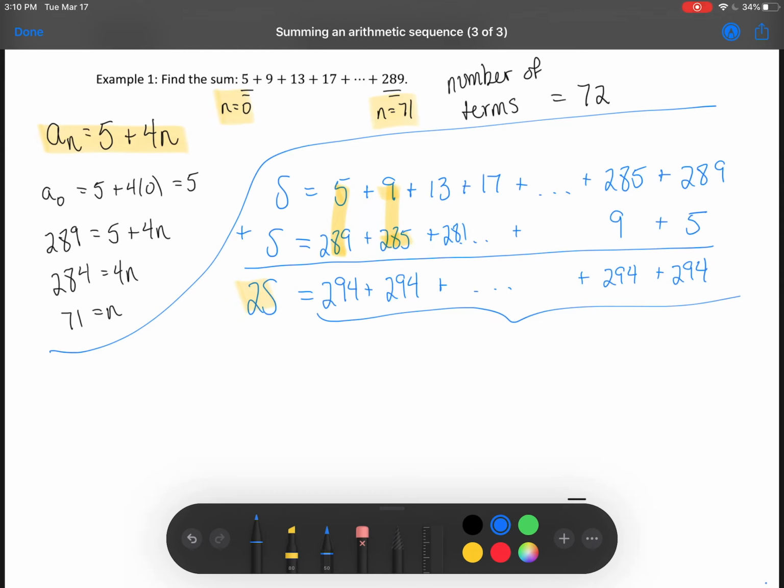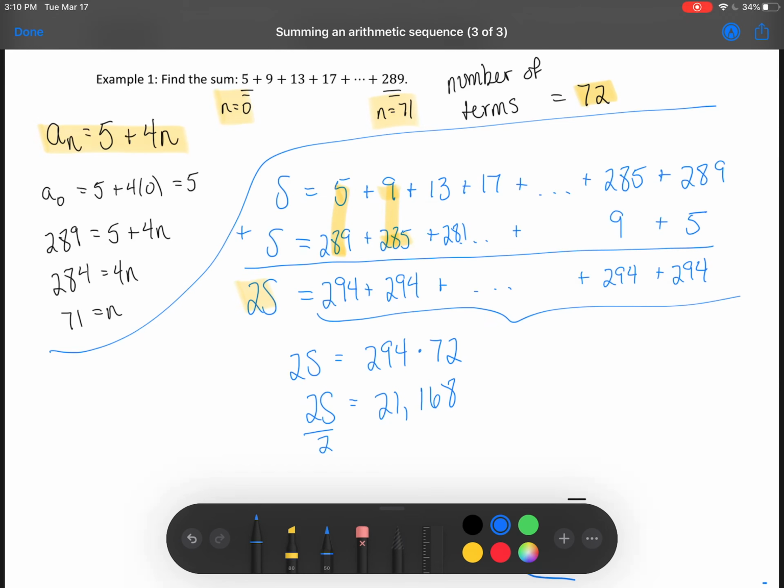All right. So the question is, how many times are we adding 294 to itself? Well, that's exactly what we counted earlier. The number of terms in our sequence is 72. So that tells us that 2S is equal to 294 added to itself 72 times, or in other words, 294 times 72. We grab our calculator to do that and get 21,168. So that's equal to 2S.